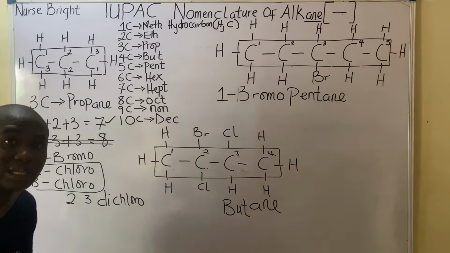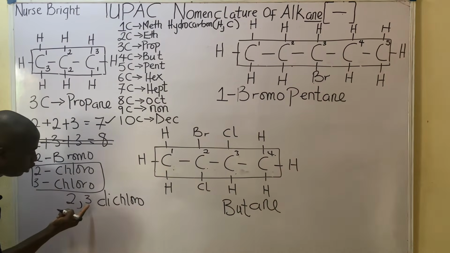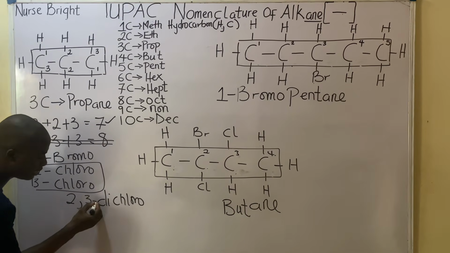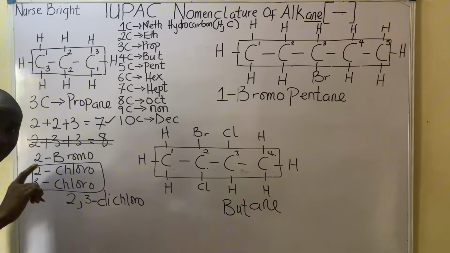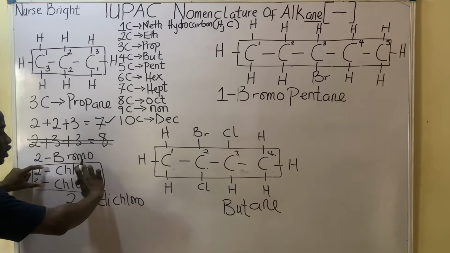What should separate numbers and number? Comma. Do you understand? Comma should separate numbers. And numbers and letters, what did I say? Hyphen. Do you understand? Or dash. So it's going to be 2,3-dichloro. I've merged these two groups.